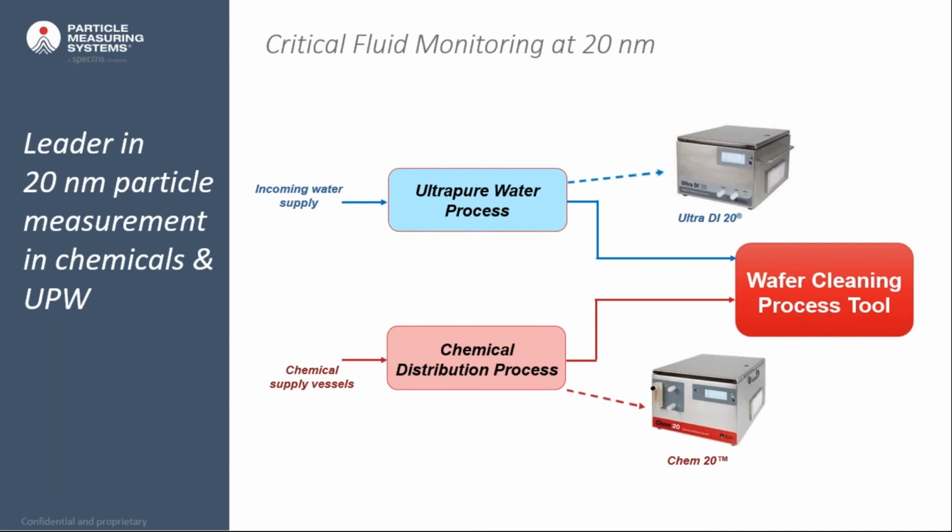When monitoring fluids at 20 nanometers, it's also important to remember the ultra-pure water process, because this comes into contact with the wafer as well as being used for diluting and blending the chemicals before processing. So at 20 nanometers, we are the leader in monitoring for both water and chemicals at 20 nanometers.